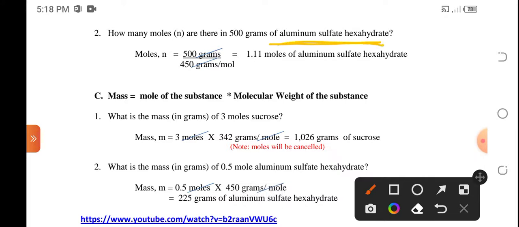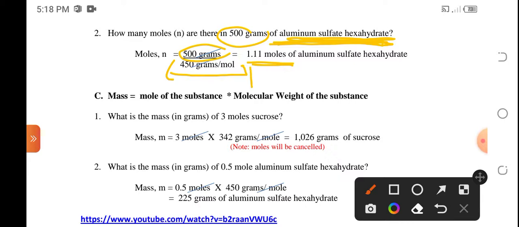Okay, so hindi natin kalilimutan yung steps on the computation of molecular weights. Like this one, hindi ko sinabi kung ano yung kanyang chemical formula. So, dapat i-review ninyo kung paano isulat yung molecular formula niya yan. Okay, so 500 grams again. Divide this by 450 grams. Okay, so that is 1.1 moles of aluminum sulfate.